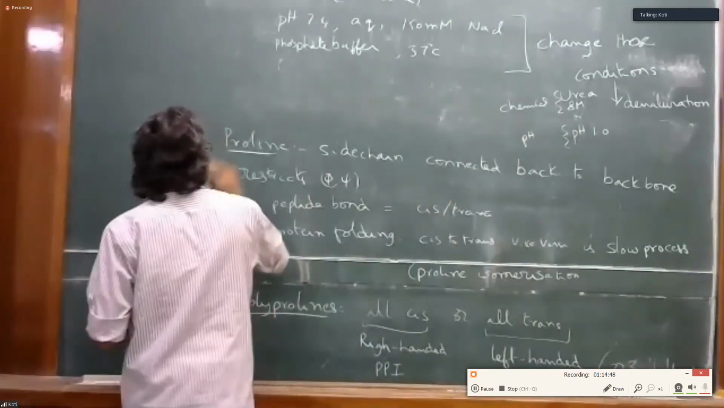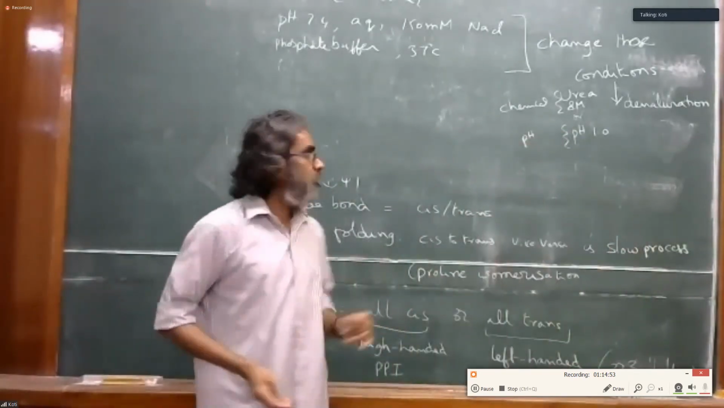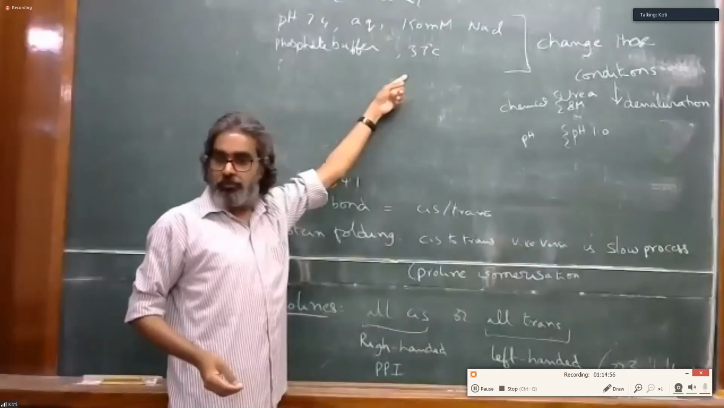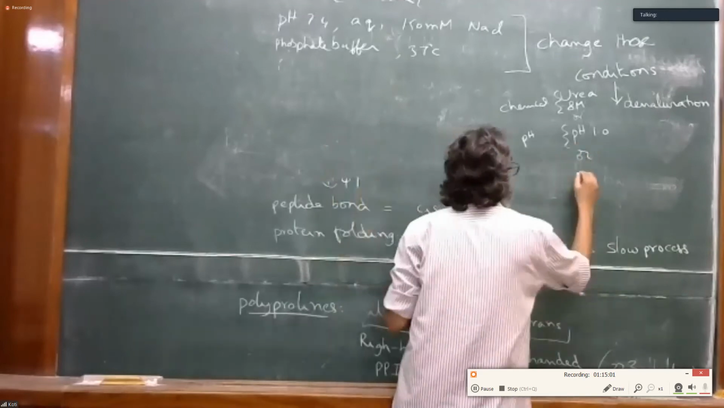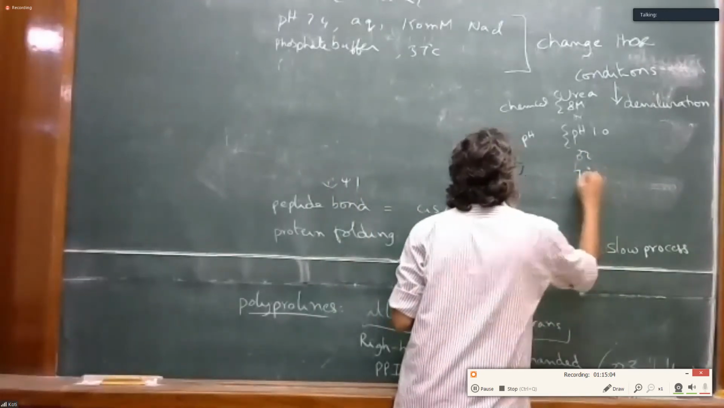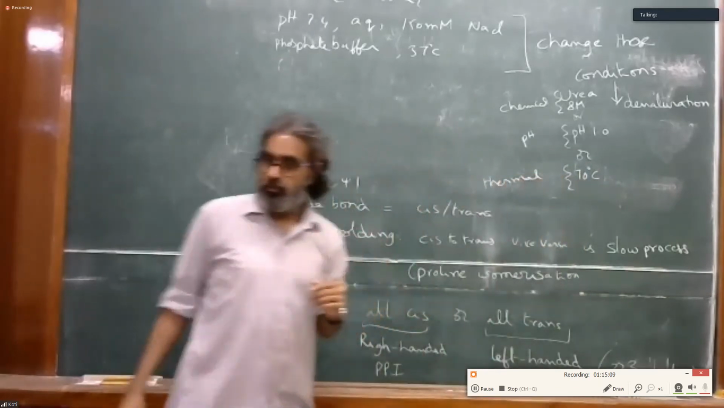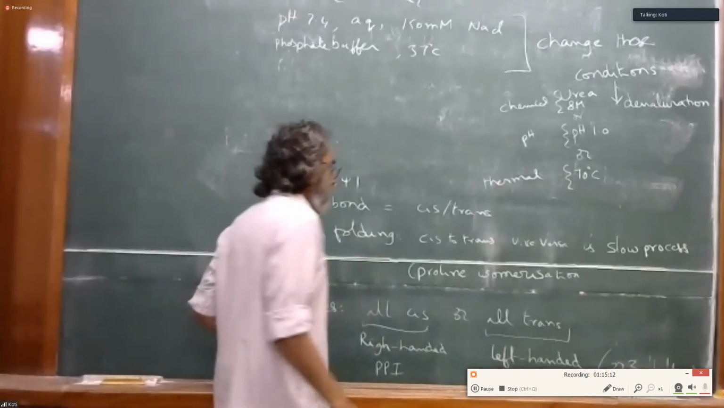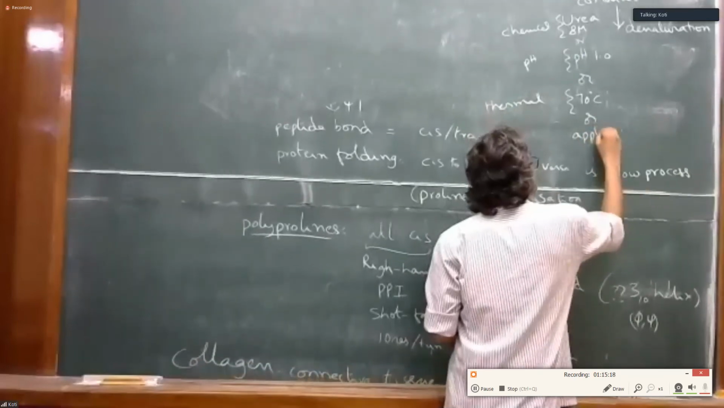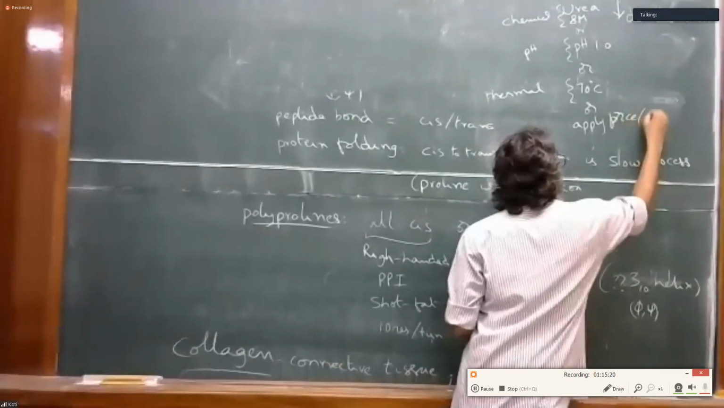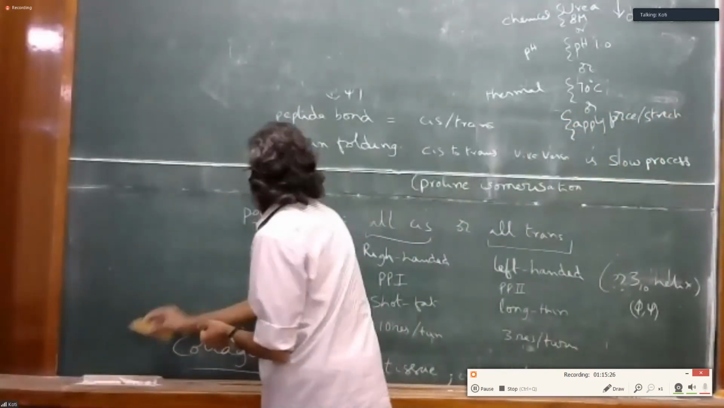Now you can think, as a chemist, of other perturbations. What is the native temperature? Physiological temperature, 37. Imagine you heat this sample to, let's say, 70 degrees Celsius. Thermal denaturation. Or what I do in my lab is apply force, a stretch. So this is called mechanical denaturation.